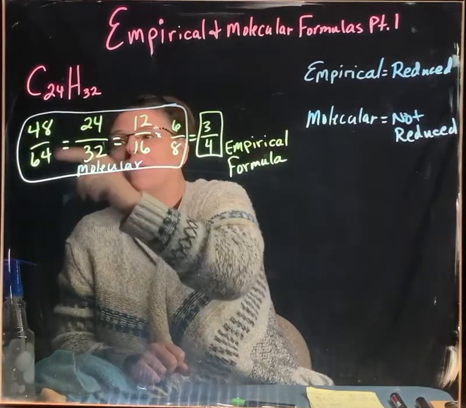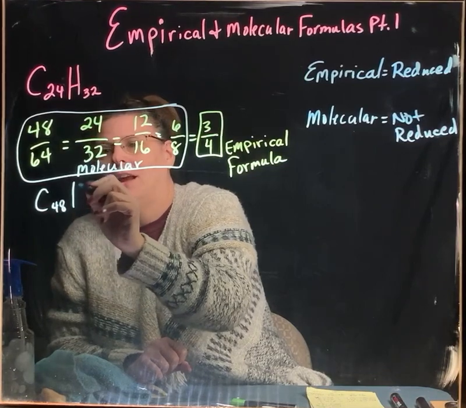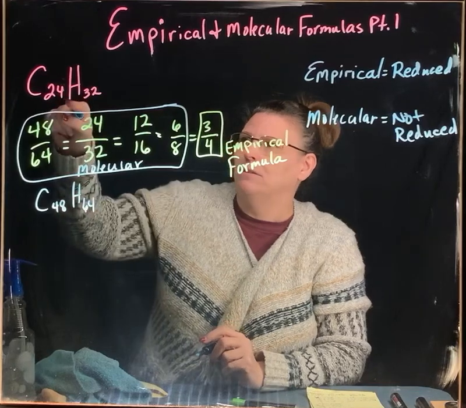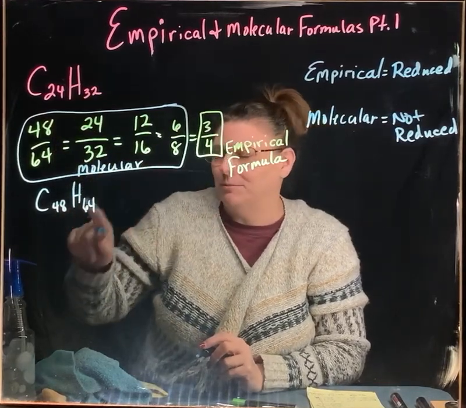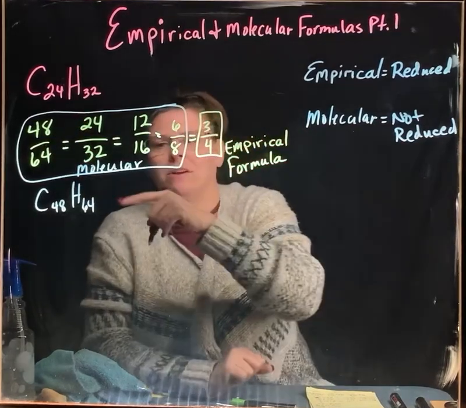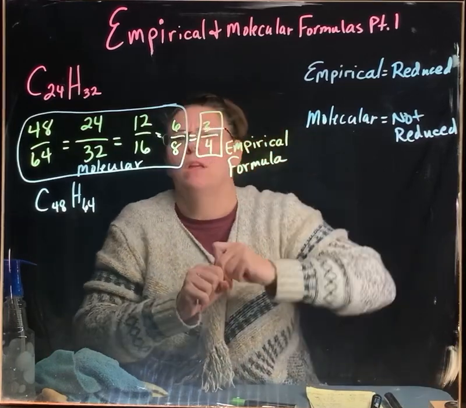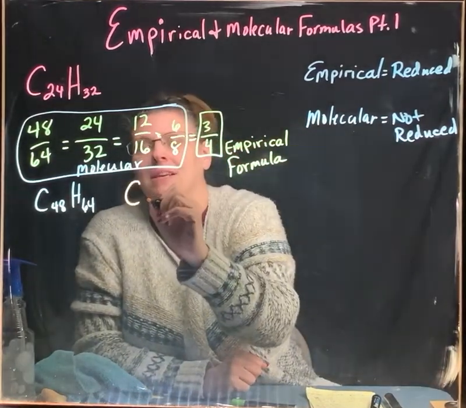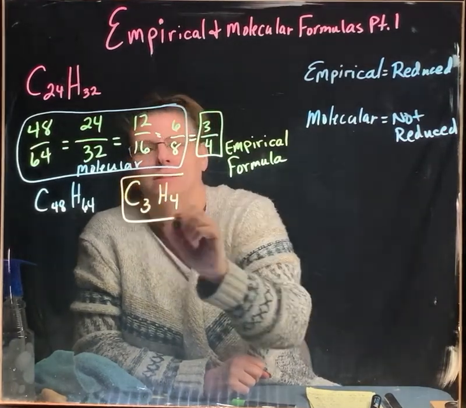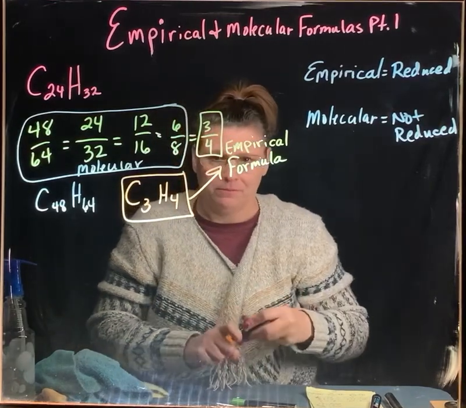So how would that look? Well, if I wanted to do this one right here, I would have C48H64. This is an empirical formula. I'll take it back, sorry, I misspoke. This is a molecular formula. But if I wanted to write the empirical formula, and I'll do that one in orange, the empirical formula would be C3H4. This is the smallest or simplest form you can get. So that is your empirical formula, okay?